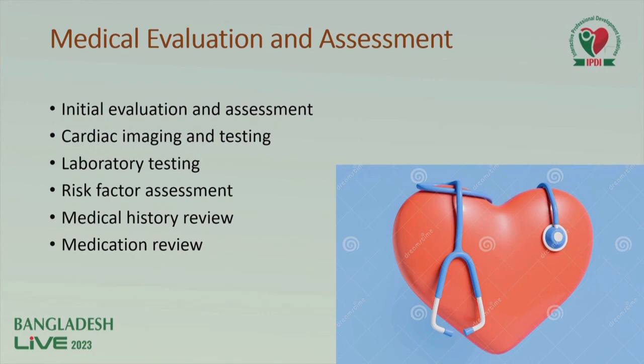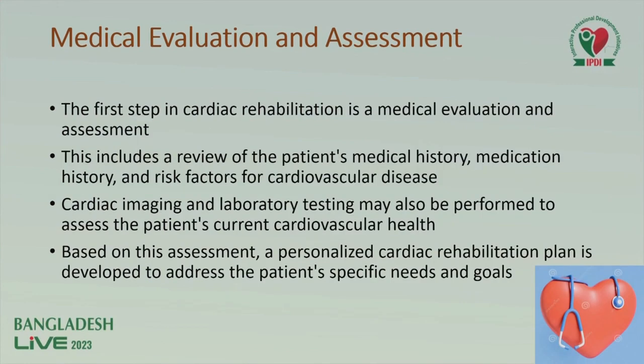Regarding the medical evaluation and assessment, we have to consider initial evaluation and assessment, cardiac imaging and testing, laboratory testing, and risk factor assessment. There we have to review the medical history, and also review the medications. The first step in cardiac rehabilitation is a medical evaluation and assessment, and it includes a review of the patient's medical history, medication history, and risk factors for cardiovascular disease. Some cardiac imaging and laboratory testing may also be performed to assess the patient's current cardiovascular health. Based on this assessment, a personalized cardiac rehabilitation plan is developed to address the patient's specific needs and goals.